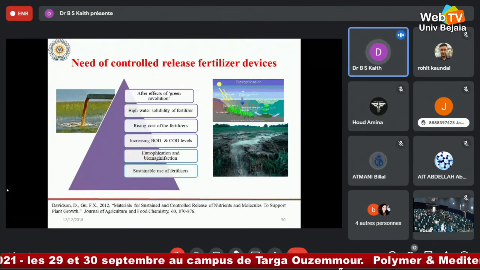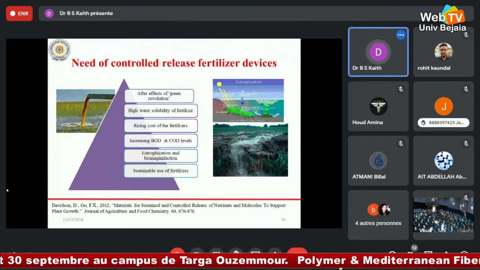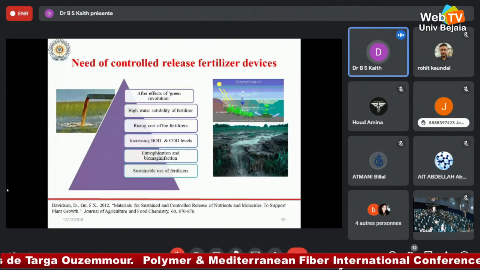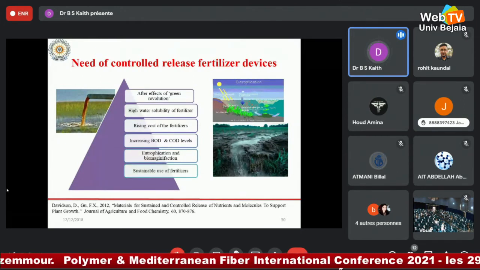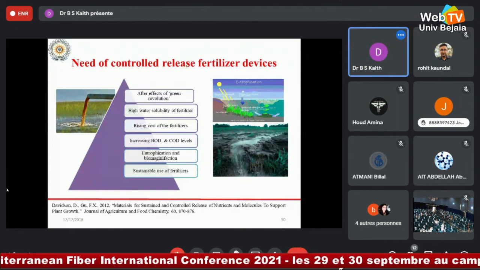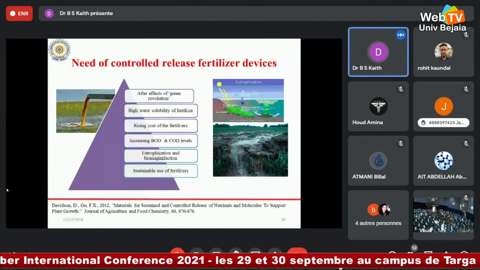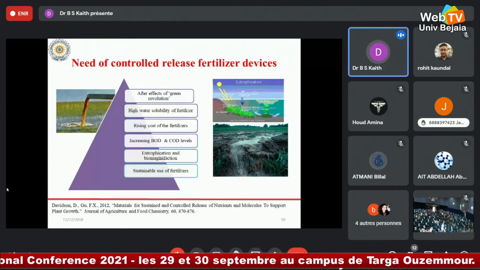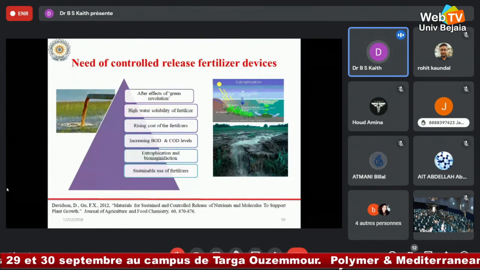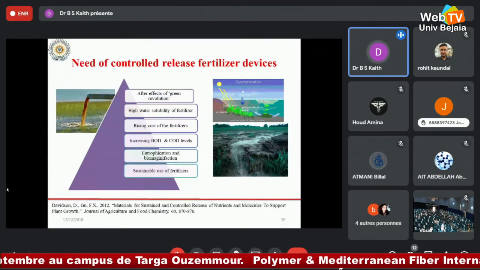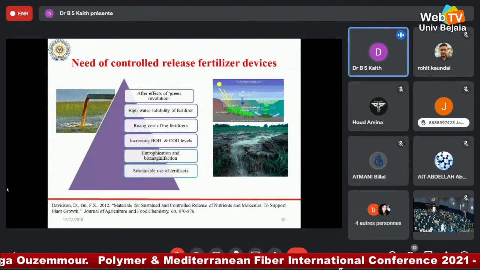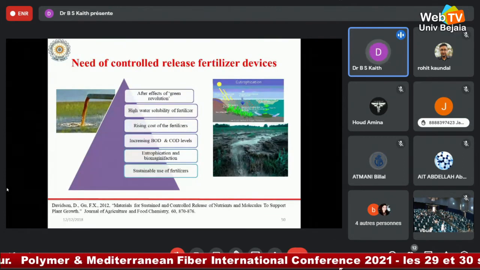A rising cost of the fertilizers. Economy plays an important role for the farmers. And here you are releasing the fertilizers and agrochemicals under a controlled rate at optimum dose. And increasing BOD and COD levels that you can definitely decrease by use of such materials. And eutrophication and biomagnification can be reduced here by use of such materials. And sustainable use of fertilizer, that's very important from the farmers' point of view, from their economic point of view.